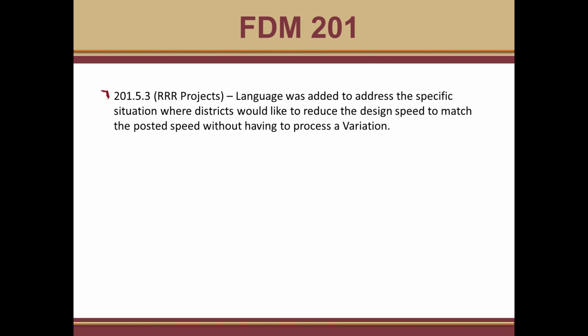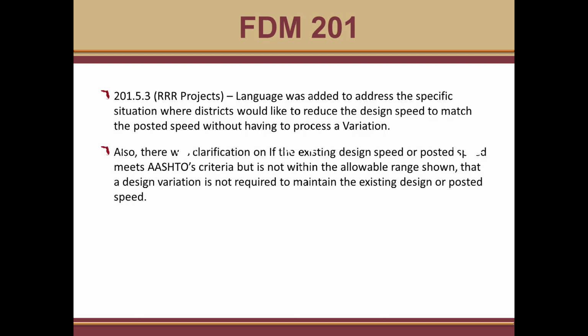So moving on to 201.5.3, which is for 3R projects. We made some changes to this to address questions that we'd had regarding when it was necessary to do a design variation and when that wouldn't be necessary. Specifically, we wanted to look at situations where the districts would like to reduce a design speed to match a posted speed, and they wanted to know, do they have to do a variation for that?